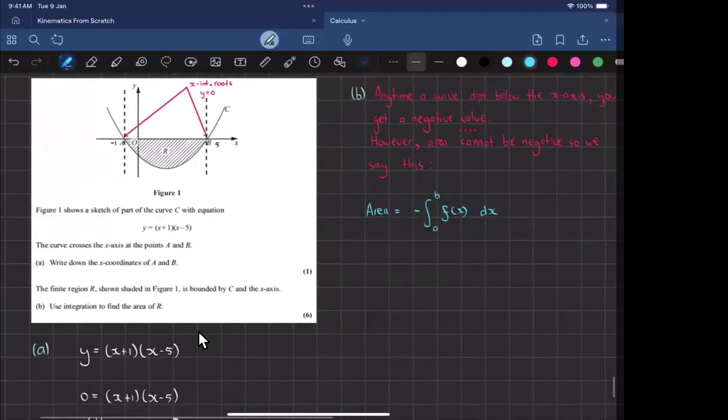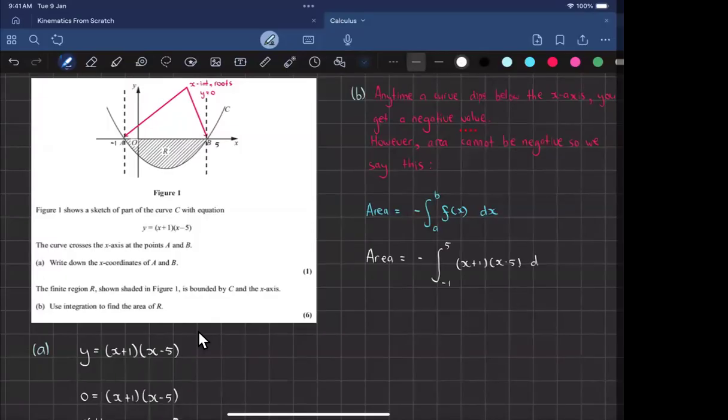So when I want to find the area, check it out, guys. Look at what I'm going to do. I'm going to say negative, and I want to figure out the area between minus 1 and 5. So I'm going to say the integral from minus 1 to 5, and the curve is (x plus 1) times (x minus 5).